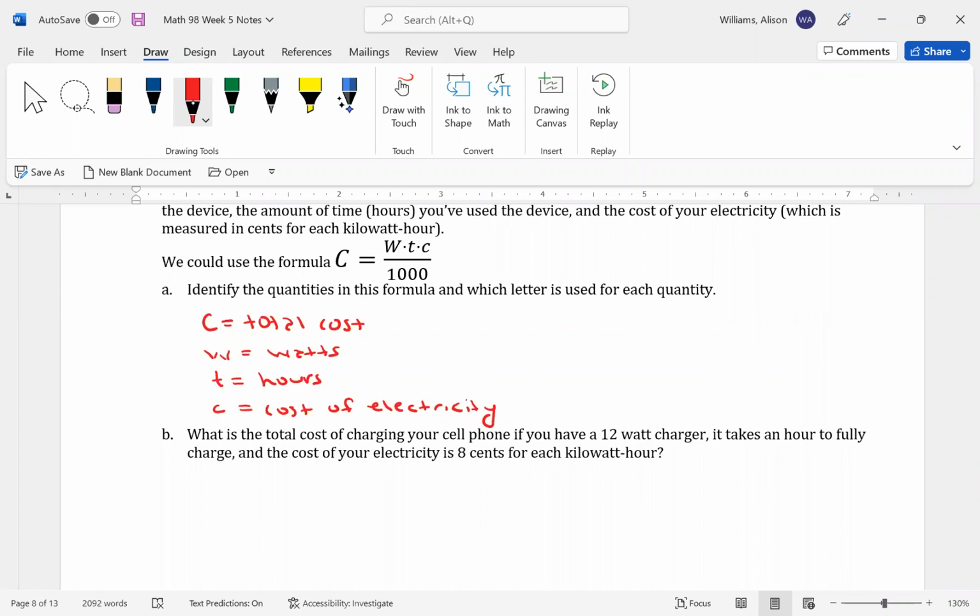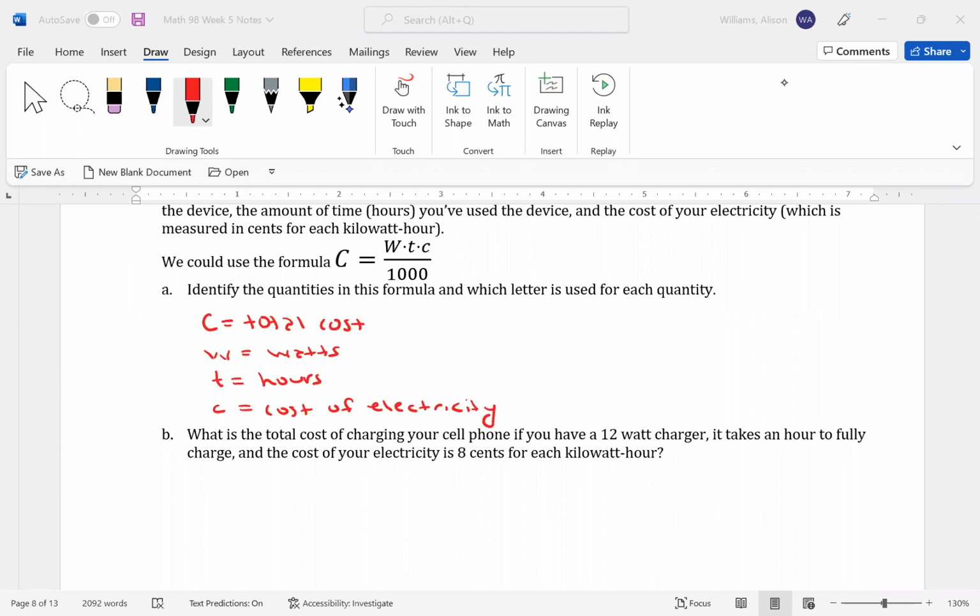Okay, so kilowatt hour, that's kind of annoying. Oh, never mind. Actually, in the formula, it says it's kilowatt hour. Okay, cool. So I don't have to worry about the fact that one's watts and one's kilowatts. The formula takes that into account for me. Okay, fabulous. Good deal. So here's what we're going to do.